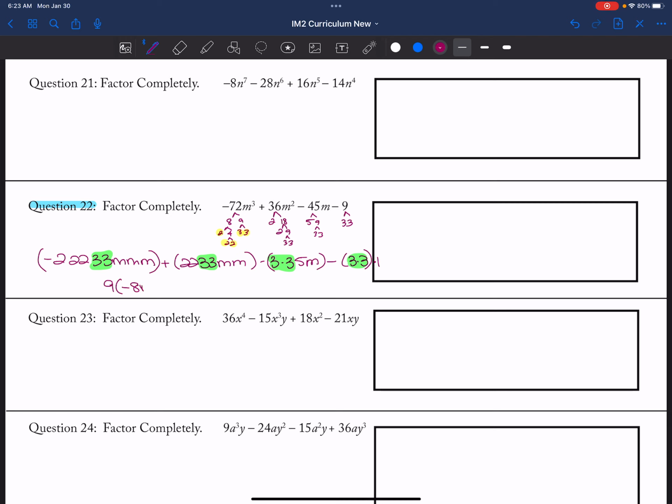I have a negative 8m cubed plus 4m squared minus 5m minus 1. So I'm left with the 1 minus 5m minus m squared, 4 plus m cubed, and a negative 8. So 9 times negative 8m cubed plus 4m squared minus 5m minus 1. Technically, I could have factored out a negative 9 if I wanted to, and then all the signs on the inside would be changed. Okay? All right, and that is it for this lesson.